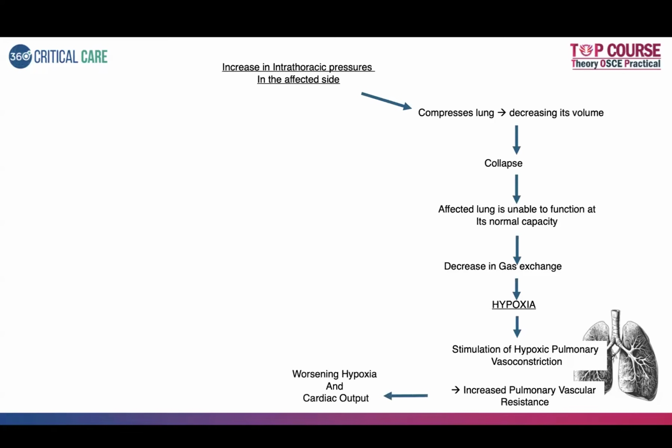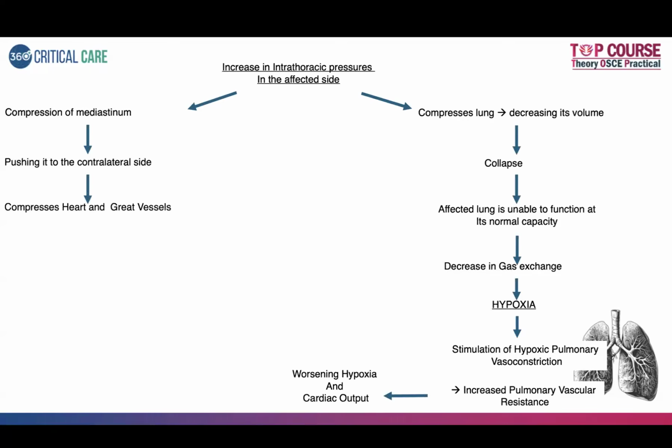So that further worsens hypoxia, and because there is an increase in pulmonary vascular resistance, it starts to affect your cardiac output. On the other side, there is also compression of your mediastinum. So it pushes it to the contralateral side, compressing the heart and the great vessels. Because of that, there is a decrease in your preload and your cardiac filling pressures, which leads to a decrease in cardiac output.